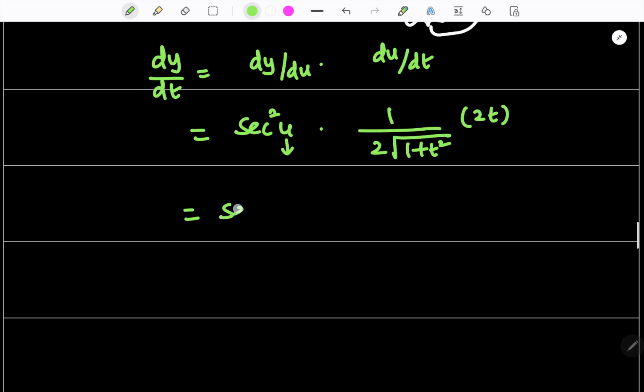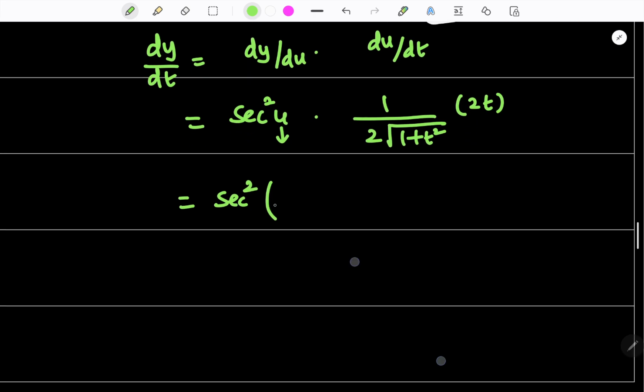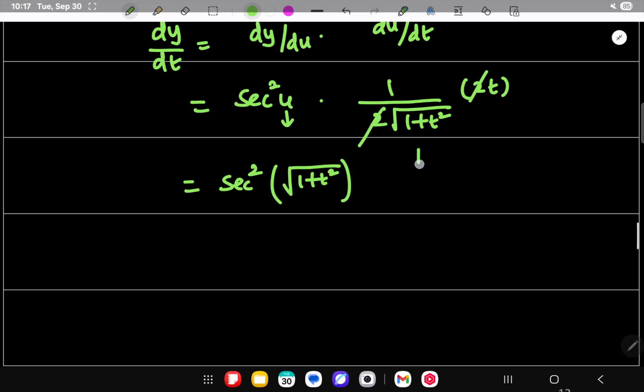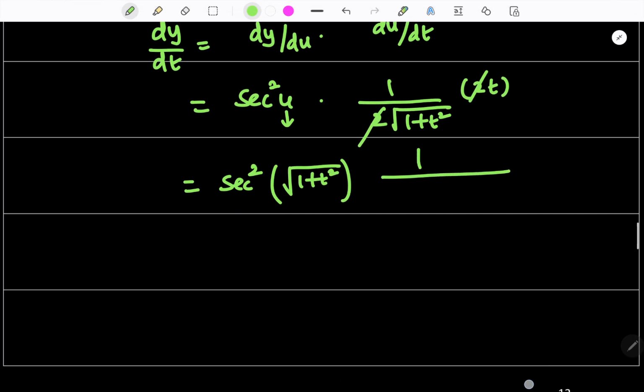You need to change u back. So secant square, what is your u? The square root of 1 plus t square. Let me write clearly, 1 plus t square. And then this 2 gets cancelled with this 2, which is equal to t divided by the square root of 1 plus t square.